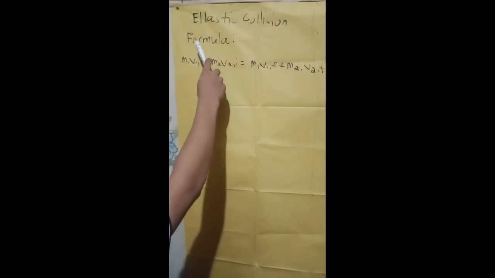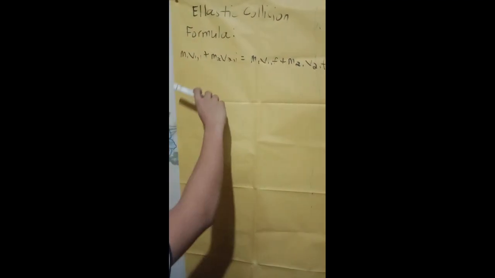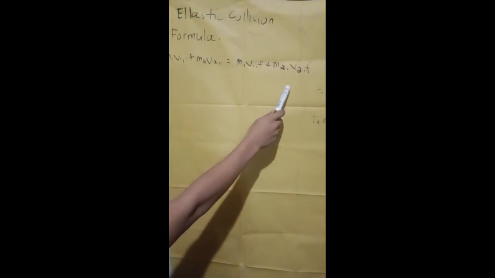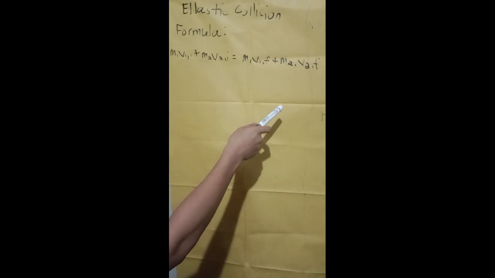So this is the formula of elastic collision: m1 v1i plus m2 v2i is equal to m1 v1f plus m2 v2f. I means initial and f means final.